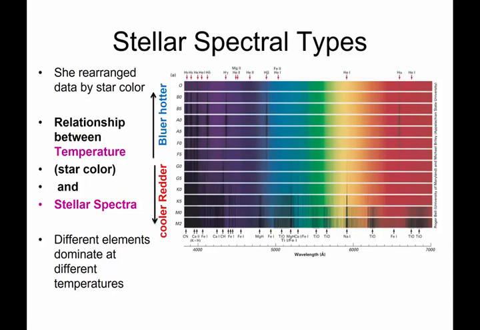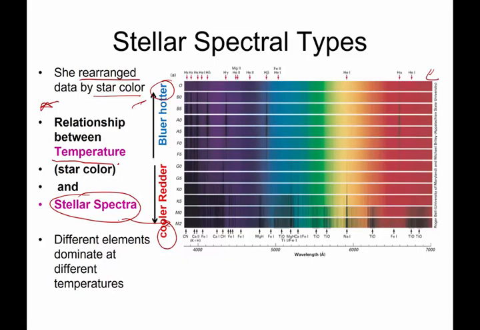So she arranged them from strongest to weakest, and then she rearranged this data by star color. She took the hot blue stars, and then she took the cold red stars, and she organized all of this data together. And here's what she found. She found there was a relationship between the temperature of a star, and temperature, of course, is related to color, and the spectra. Hot blue stars had a very distinctive spectra. Cold red stars had a very distinctive spectra.